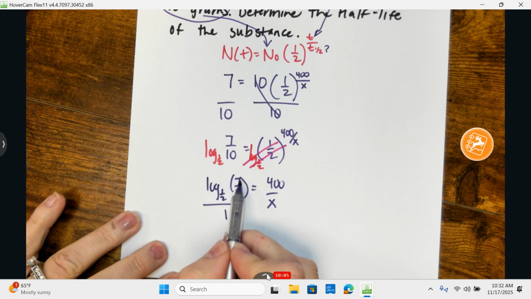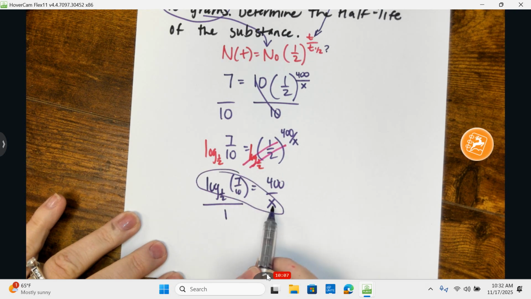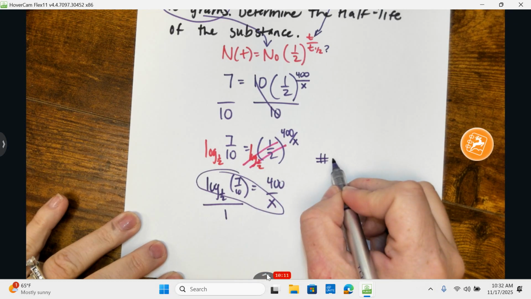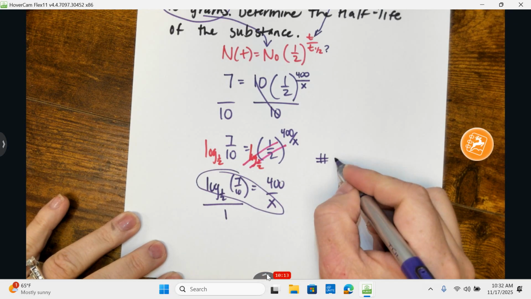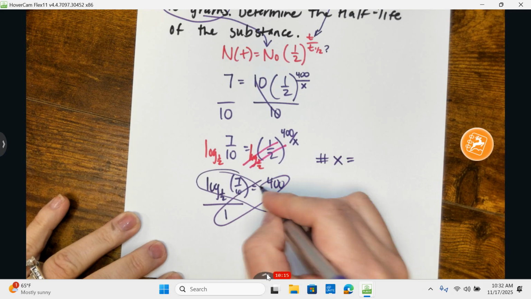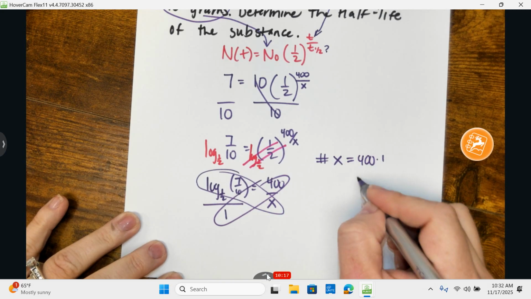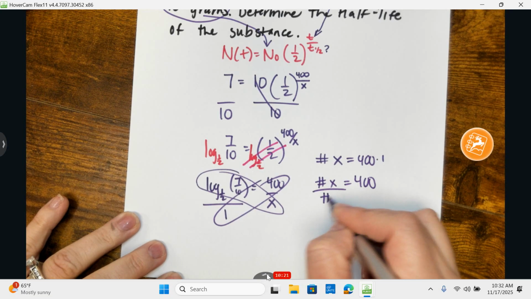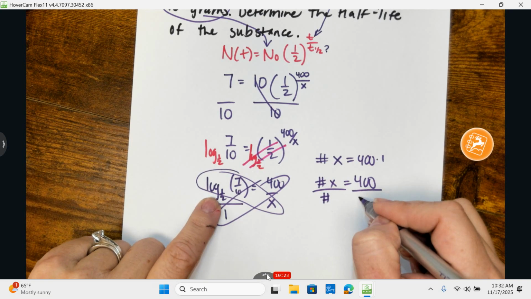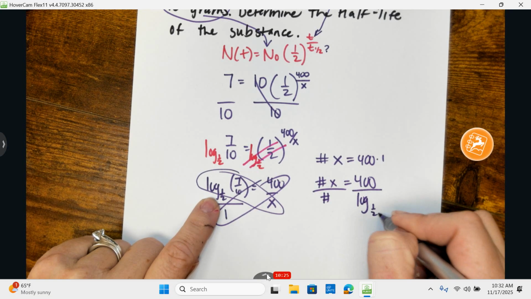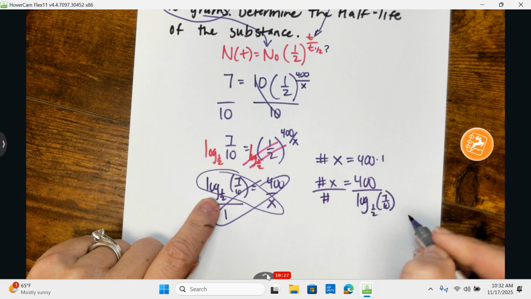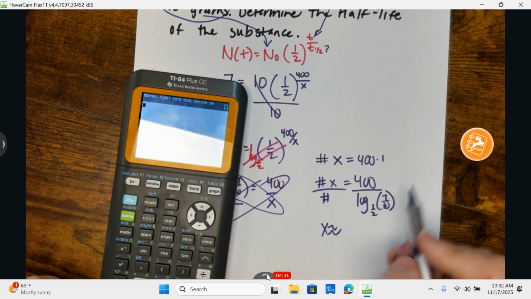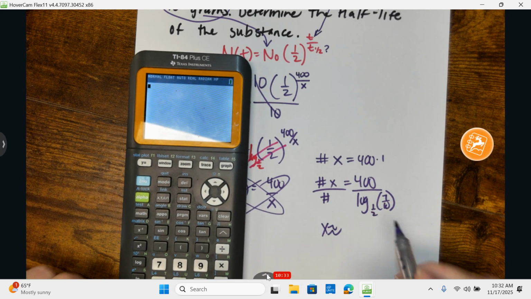So let's go ahead and cross multiply. So x times whatever this is. And I'm going to be lazier and say this amount is equal to this hashtag. And so x times hashtag equals 400 times 1. So 400 equals hashtag times x. Now, really, what is hashtag? It's this amount. So over here, I'm going to write this down. It's log base 1/2 of 7/10. That's what x is going to equal. So I'm first going to figure this out and then take 400 divided by it.